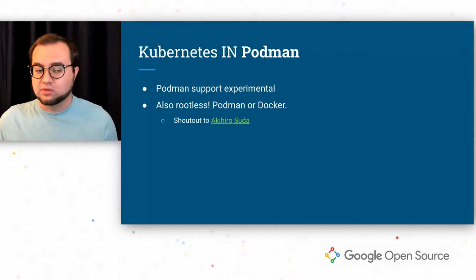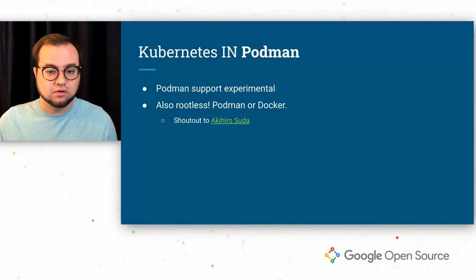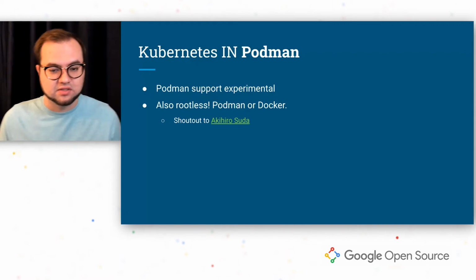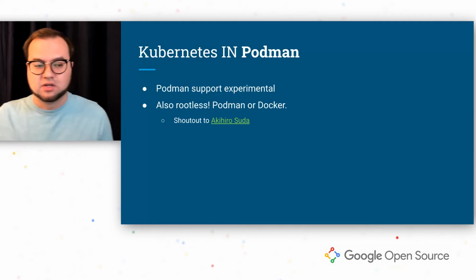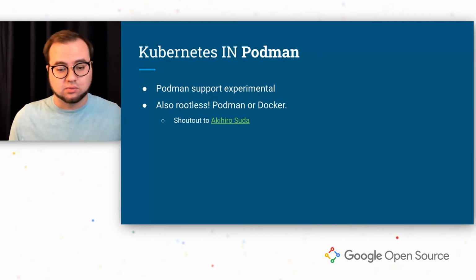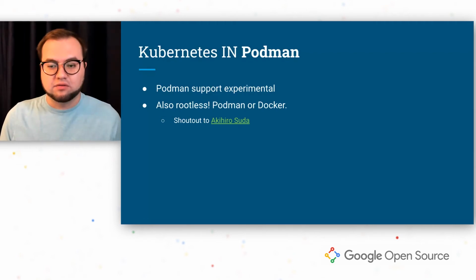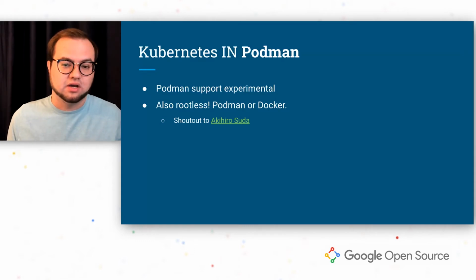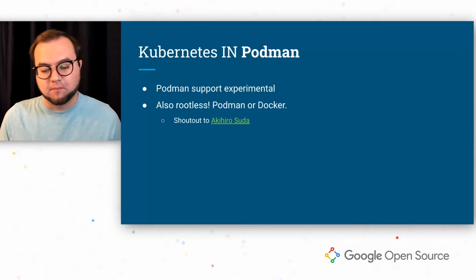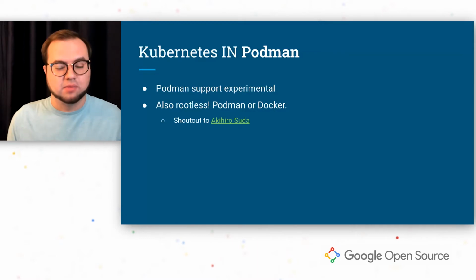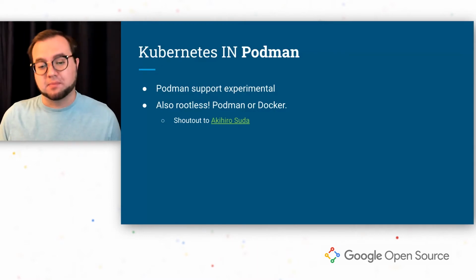It also supports rootless now, Podman or Docker. Shout out to Akihiro Suda for working on this in the upstream community in Kubernetes and Podman and Docker and Kind in particular. This is some pretty cool work that has landed recently to enable this throughout the entire ecosystem. So if you have rootless installs, everything should just work now. And in the future, we may consider supporting additional runtimes as we see demand. But for the moment, Docker or Podman.